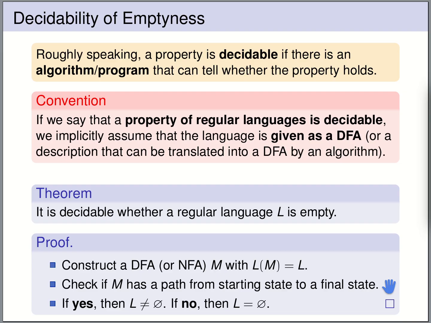If there's a path from a starting state to a final state, then the automaton accepts at least one word, namely the concatenation of the labels along the transitions on this path. So the program can check whether there's such a path, and if there is, it answers the language is non-empty, and if there's no such path, the language is empty.